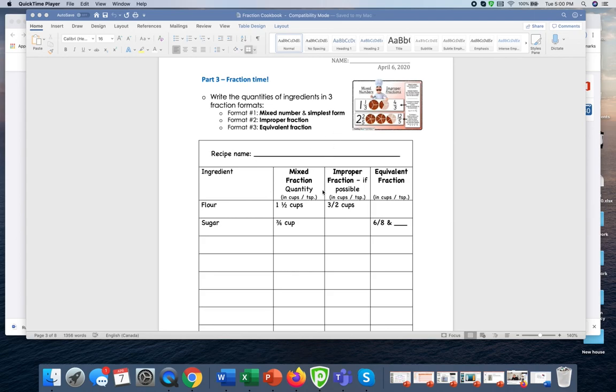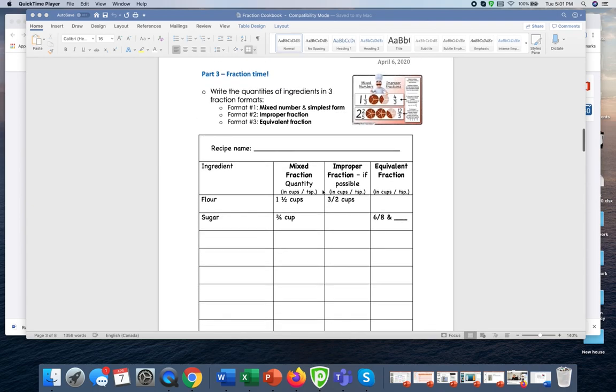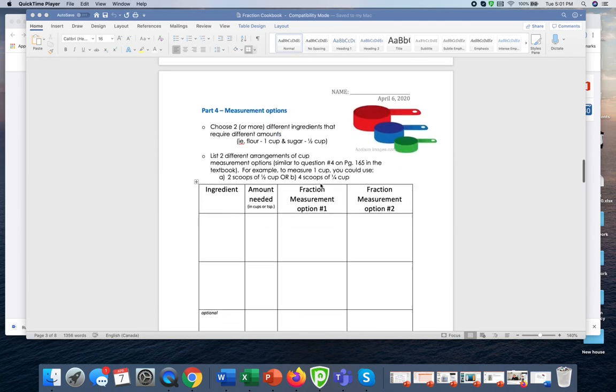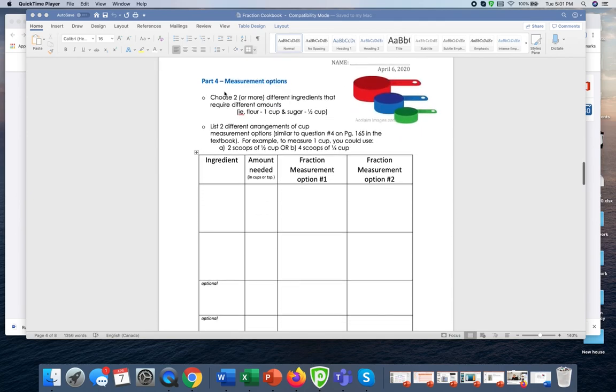The next part today, which you only get sent to you once I have seen that you have finished this, is this. Okay, so part 4 is different measurement options. Say for example, you are making oatmeal, and it calls for 2 cups of oatmeal, but the cup measurer is dirty. You need to figure out something else that you would use to be able to measure 2 cups of oatmeal. So that's what we're doing today.